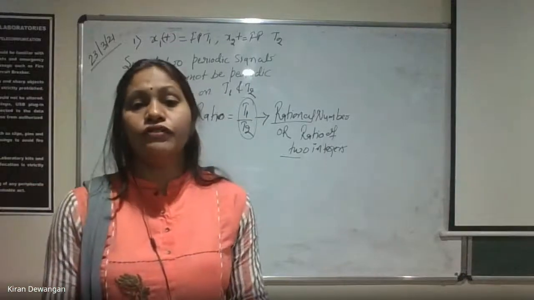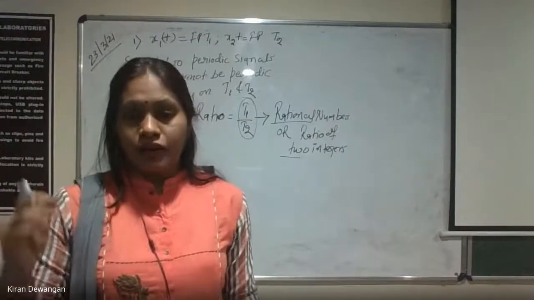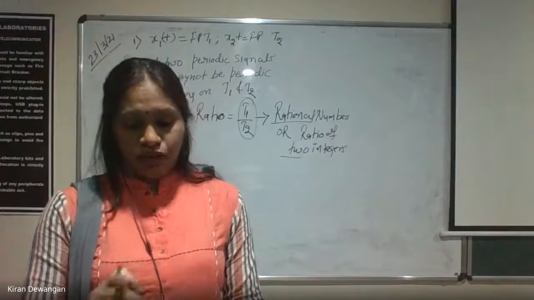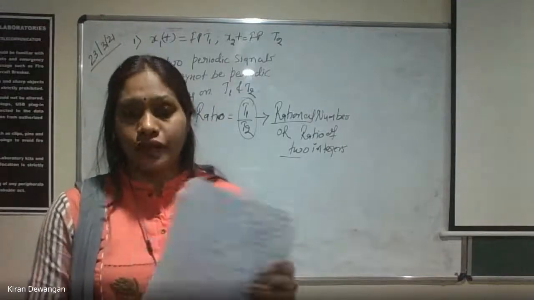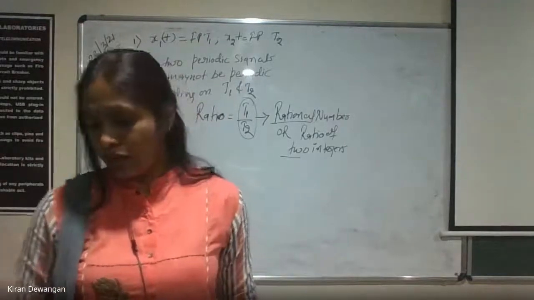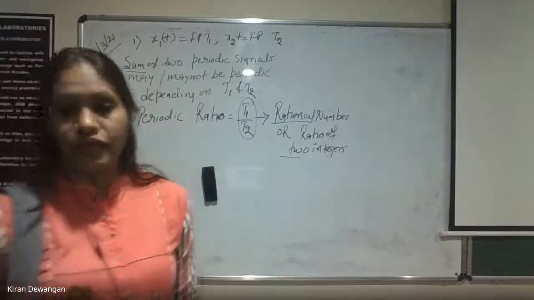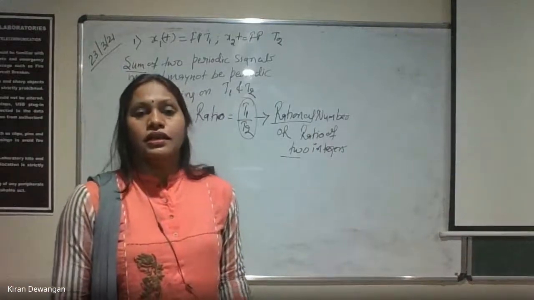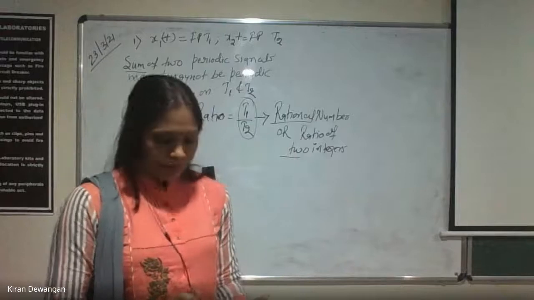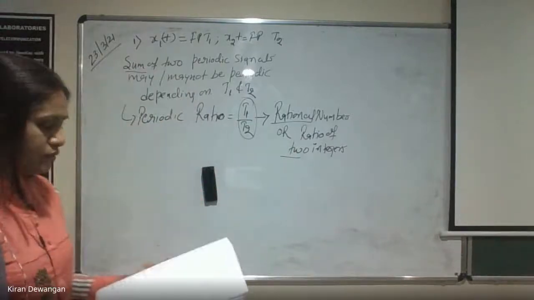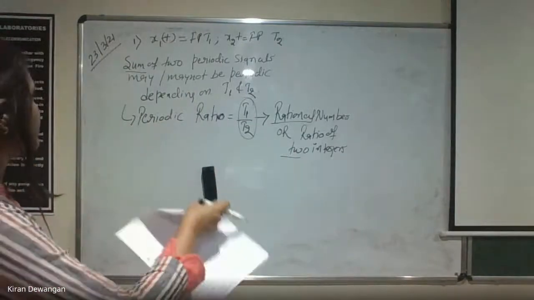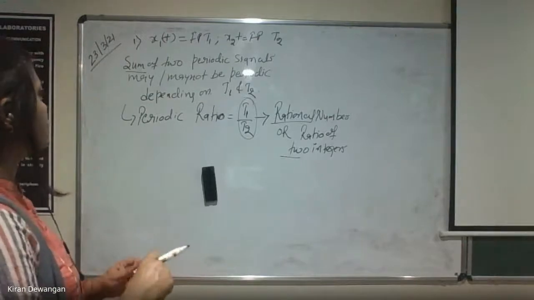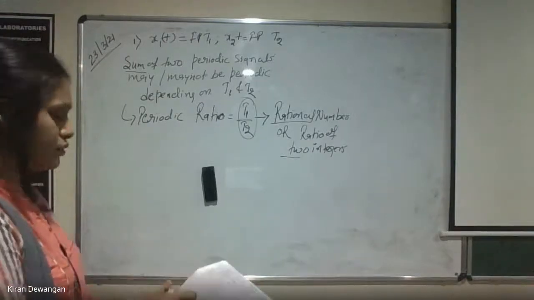That is, if the ratio of T1 and T2, that is T1 by T2, is the ratio of integer numbers, or rational, then it can be periodic. Okay. Now the next condition. This is our condition for the sum of two periodic signals to be periodic in nature.